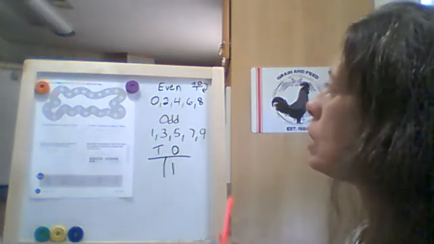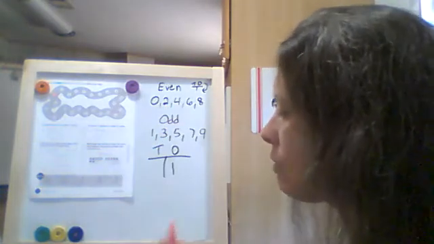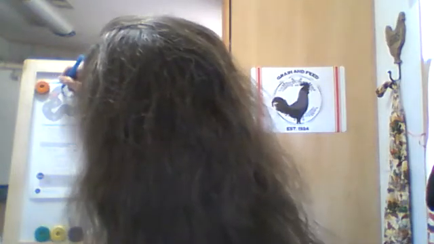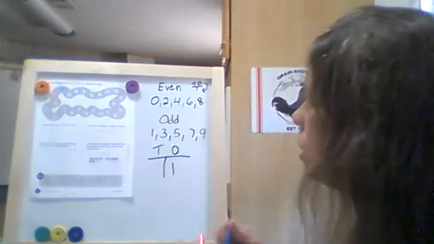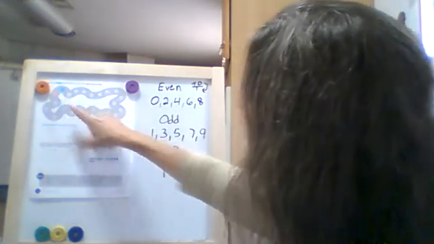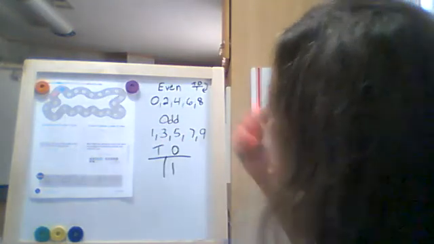Okay. And let's look at the number 2. There it is, 2 in the ones place. There it is on the even. We're going to color it blue. Okay. And over here, number 3, is that odd or even? There it is on the odd. So that one is pink.